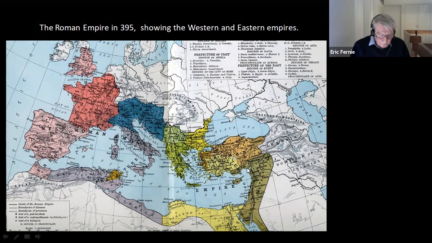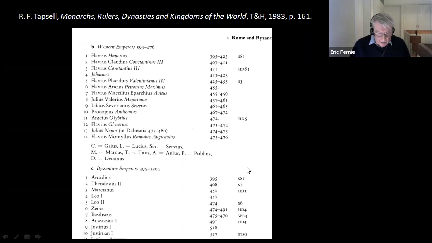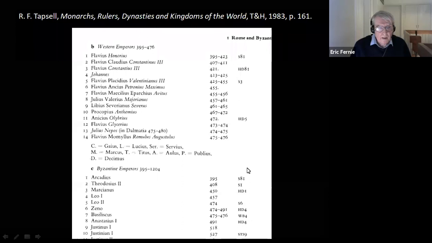Here are the relevant pages, if I can just go to the next slide, of Tapsell's amazing book, Collections of Dynasties and so on, and rulers within those dynasties. And he is here showing you the rulers from that breaking of the empire into two parts at 395. If you look at the top, Western emperors, 395 to 476, those are called Western emperors. Look at the Eastern emperors. They are already, right from 395, defined as Byzantine emperors.